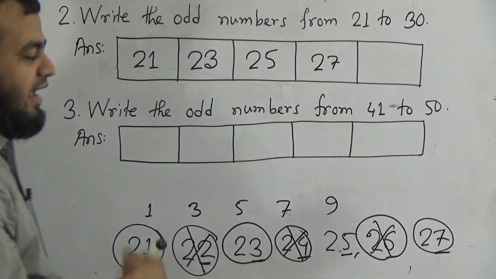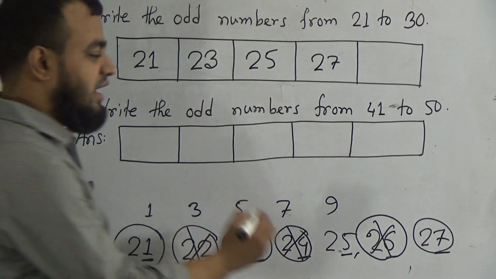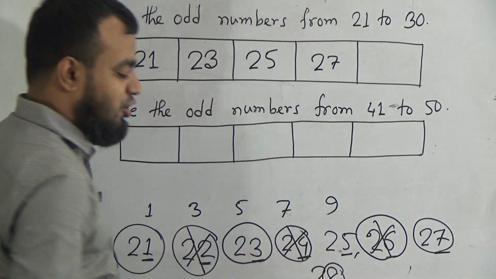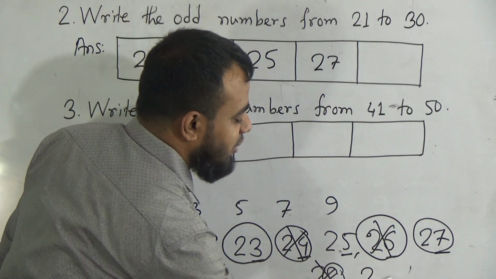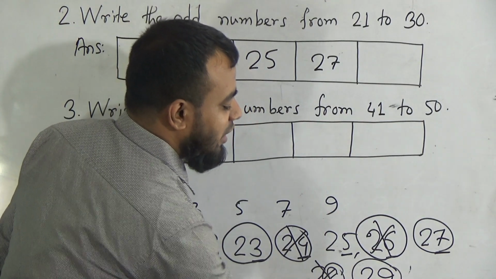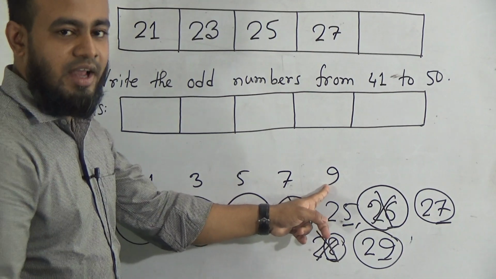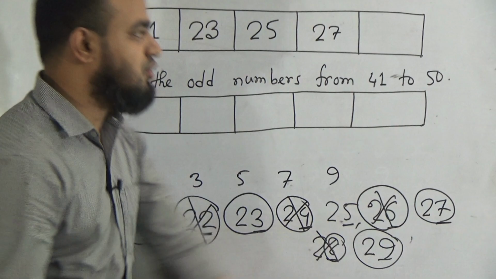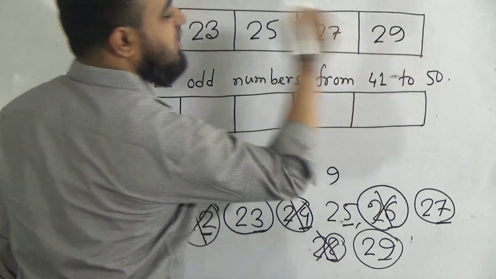Like this, 28 is not an odd number because 28 has 8 in the ones place and 8 can make pairs. Next number is 29. 29 is an odd number because 9 can't make a pair, so 9 is an odd number. So 29 is also an odd number. That means we can write down 29 here in the last blank.